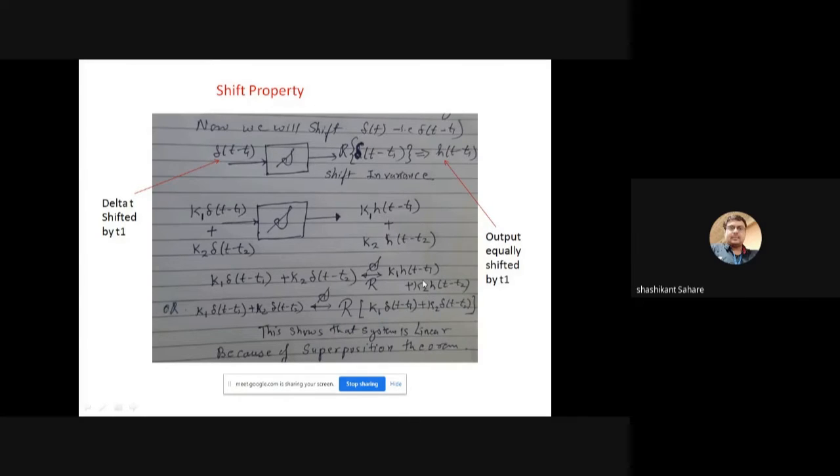This property shows that the input is scaled and the input is shifted, so the output obviously has scaling and shifting. So this shows that the system is linear. Why is the system linear? Because it satisfies the superposition theorem.